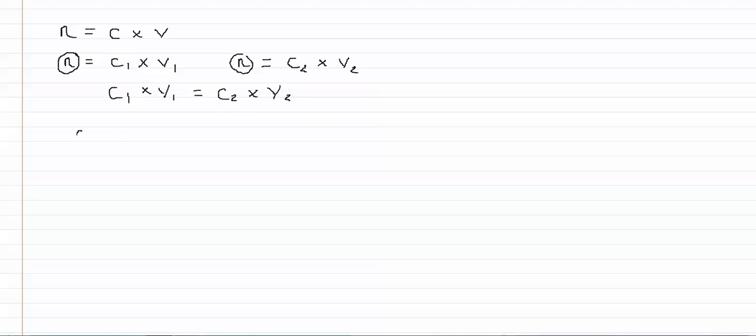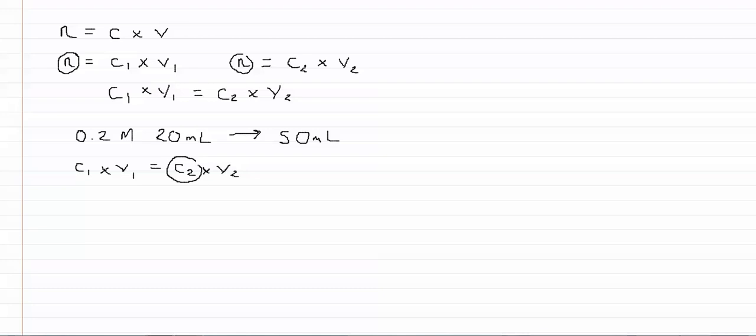So you have a 0.2 molar solution, which is equivalent to saying 0.2 moles per litre solution. And we have 20 mL of that solution. And we dilute it to a new volume of 50 mL. And our question is, what is the concentration of this diluted solution? So we come to our relationship that C1 times V1 equals C2 times V2. So our unknown quantity in this case, the thing we're trying to determine, is the new concentration, C2.